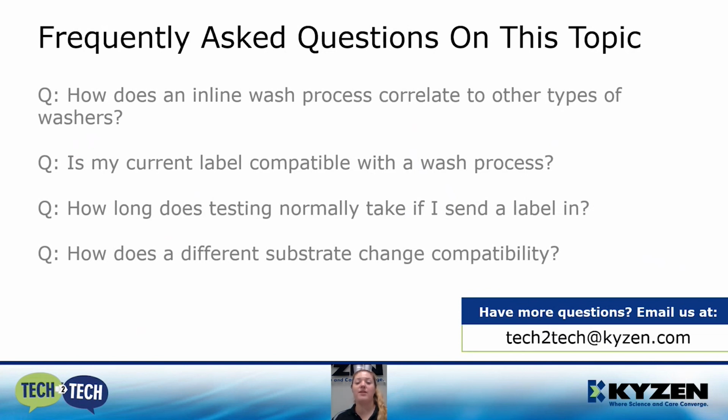And then how does a different substrate change compatibility? This can drastically change how well something is adhered. Like we talked about with thermal issues, if you're putting a label on a metal material that's not designed to be reflowed, technically, as the metal heats up going through that wash process, it could help release that adhesive or it could cure it further. It really does change how that compatibility is based on different substrates. And with that, I'm going to kick it back to William.